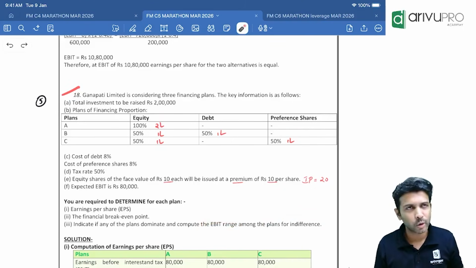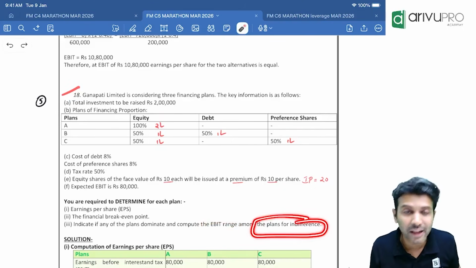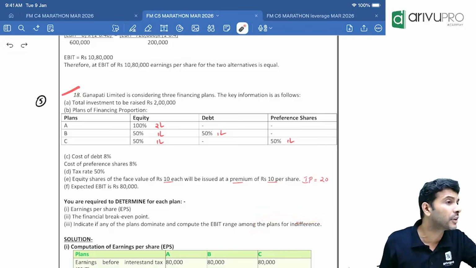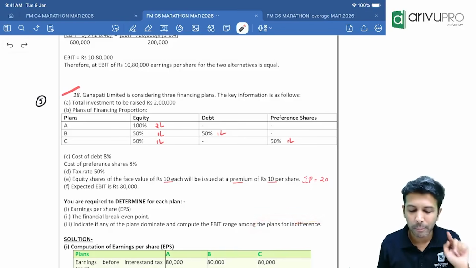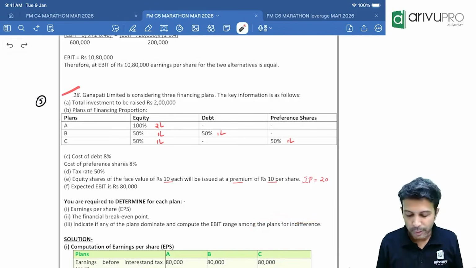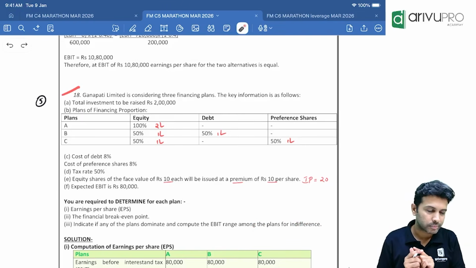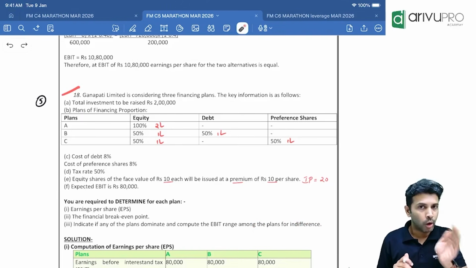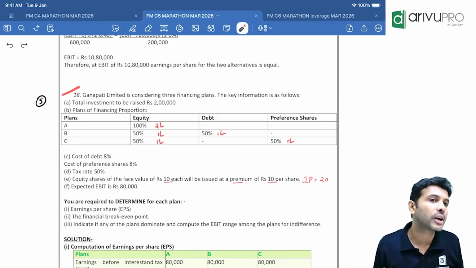Maybe we didn't understand the question fully. No worries. At least they said plan of indifference. That means nothing but indifference point. We have 3 plans. Now, indifference point means what? What should be the EBIT so that both the plans give you the same EPS?